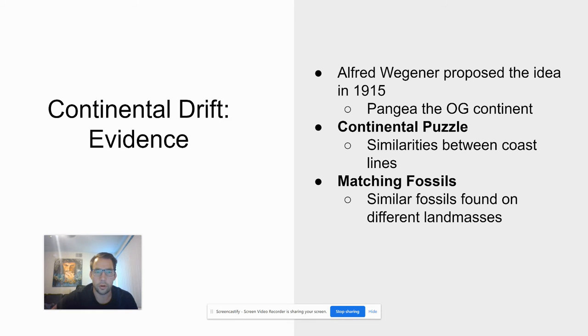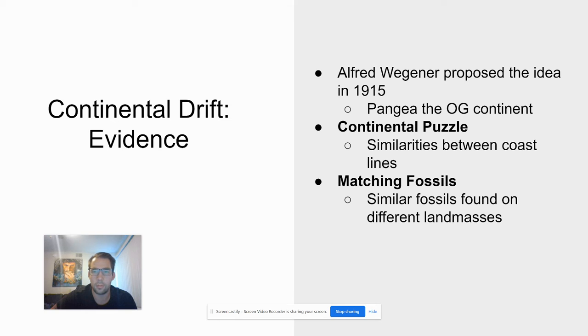So, continental drift. Alfred Wegener proposed the idea in 1915. Pangea, I'm sure we've all heard of it, the OG original continent. All the continents were together to begin with and ended up breaking apart. And he came up with some evidence to support his ideas.